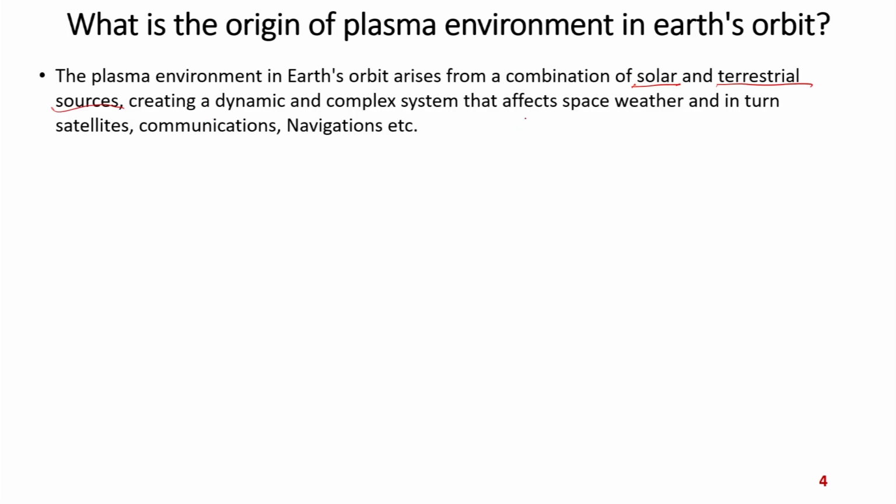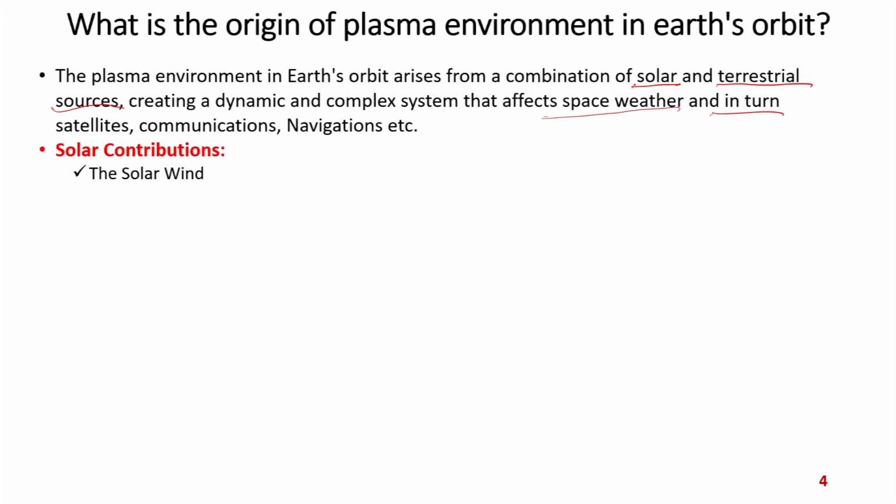So, what it does is create a very dynamic and complex system that affects the space weather, and in turn the space weather affects the satellites, their health, the communication system, and the navigation system. Everything is affected by that. That is why it is very important to understand how the plasma environment behaves and how it interacts with the spacecraft. Now we will see what the solar contribution is.